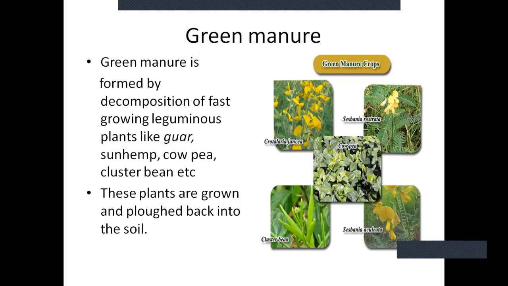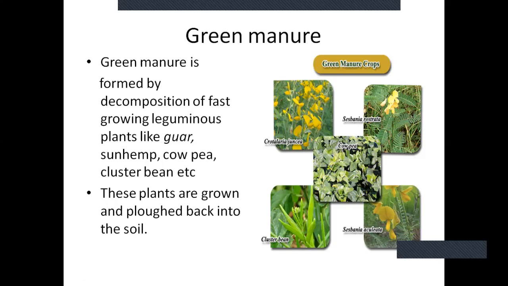Now, what the farmer does when he is going to use green manure is, he will grow some leguminous plants. I'm not talking about the leguminous plants that I explained before, like pea, bean, and all. No, these are leguminous plants like gourd, sunhemp, cowpea, cluster beans, etc. I have shared a picture of all these different green manure crops, right? And then the farmer grows these leguminous plants.